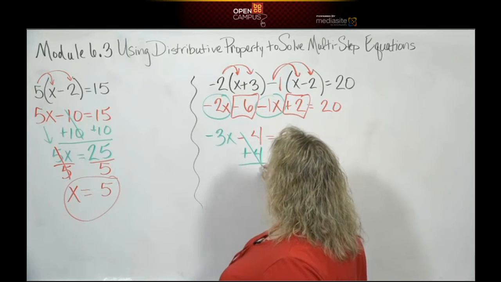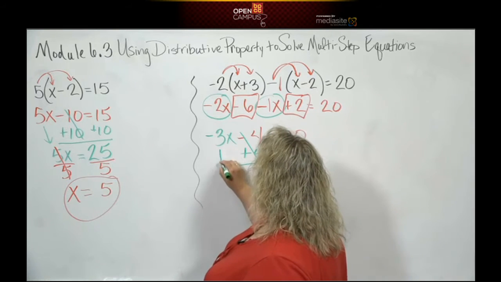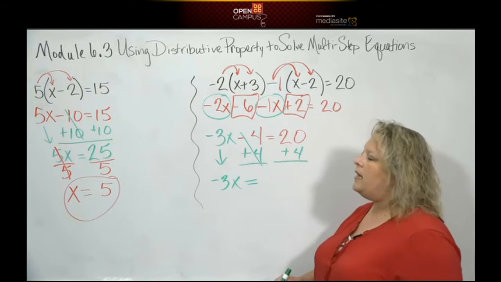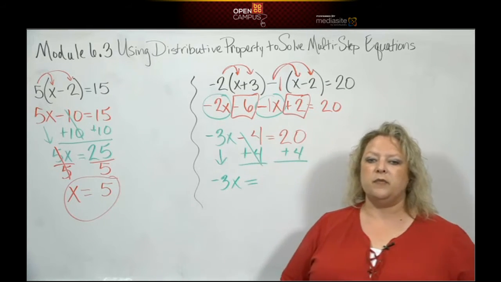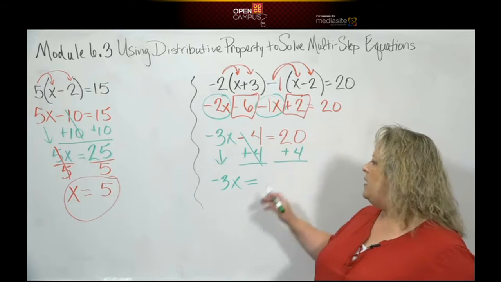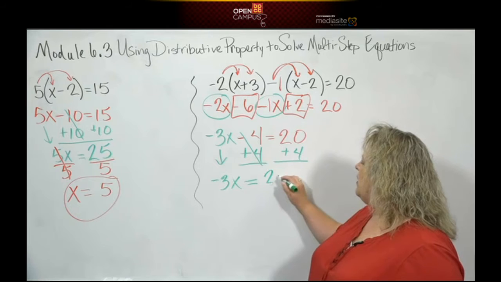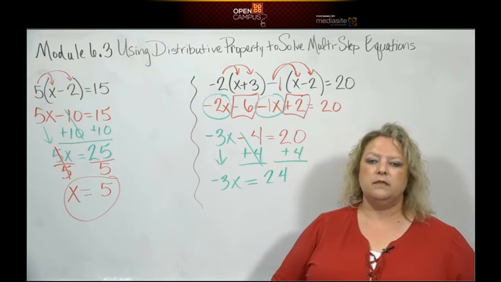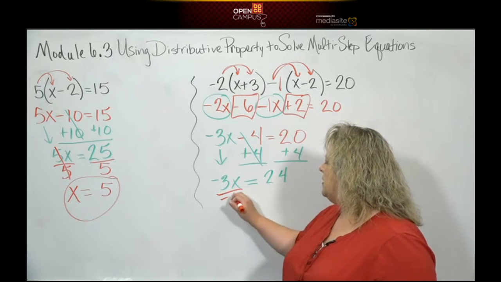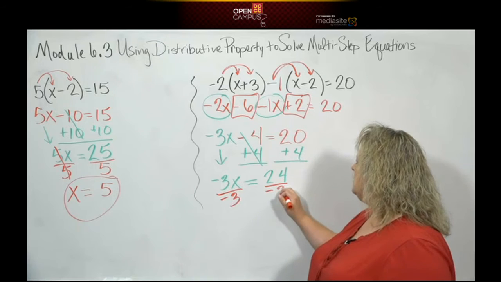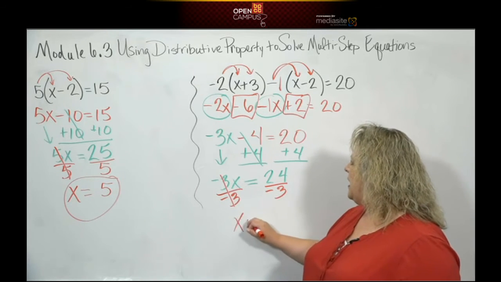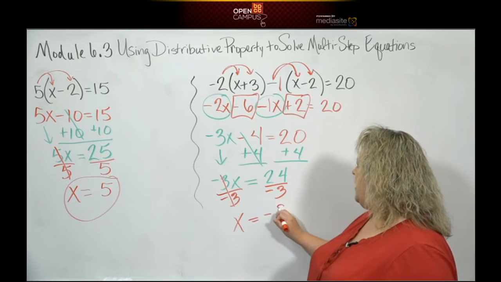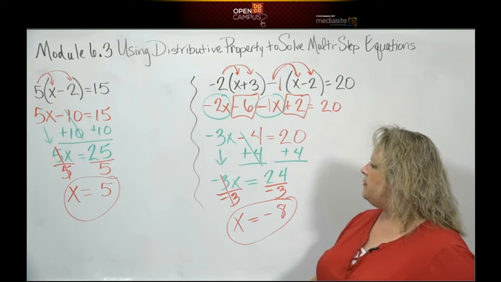So when I do that over here, that cancels out to be 0. I bring my negative 3x down. Keep bringing it down till you need it. That way, even if you feel like you need to draw arrows to make sure that you don't forget it, it's okay. 20 plus 4 is 24. Now I'm down to a one-step equation. And how do I undo this? Division. I do the opposite. So I divide by negative 3. And when I do that, I get x over here because that divides out to be 1. And 24 divided by negative 3 is negative 8. So that's my answer for those.